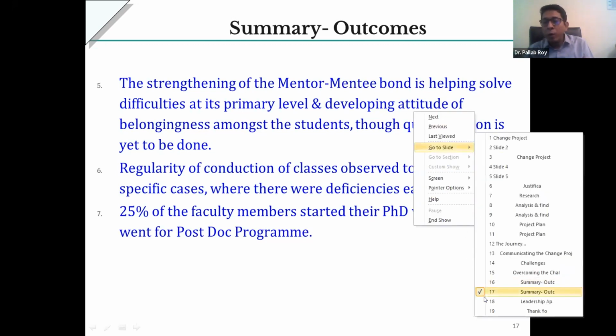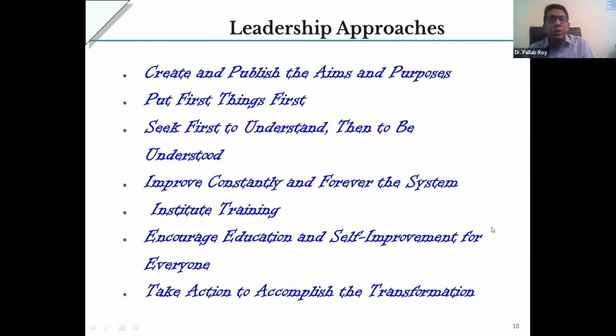So moving on to the leadership approaches. Well, I have not gone through the conventional things, but these are very much related to the management approaches that we have learned over the years. So you first create your aim, you first create your purpose, you decide your purpose and make it public. You publish it among your stakeholders.